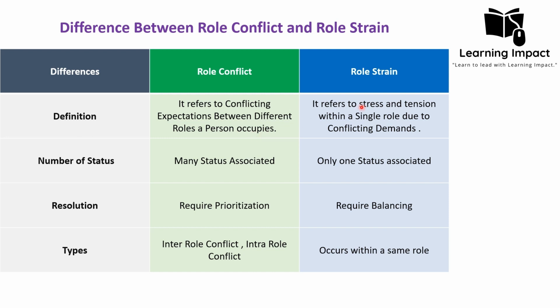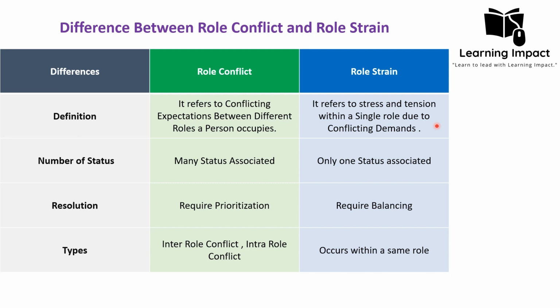But role strain refers to stress and tension within a single role due to conflicting demands. In the case of role strain, there is only a single role, but within that single role there are sub-roles which are expected by society, and that's why it leads to stress and tension. For example, a student has a single role, which is expected from him to become a hard-working and successful student. Now, within this single role, there are sub-roles, like he has to submit assignments on time. The teacher expects him to give equal attendance while he is in the classroom. He has to respond to questions, and he also has to take part in extracurricular activities.